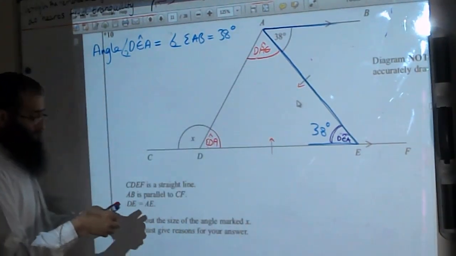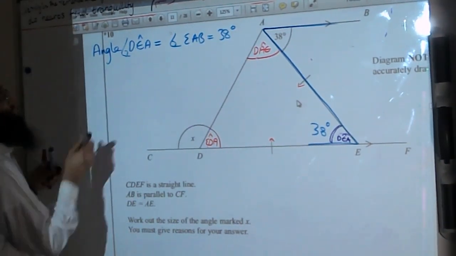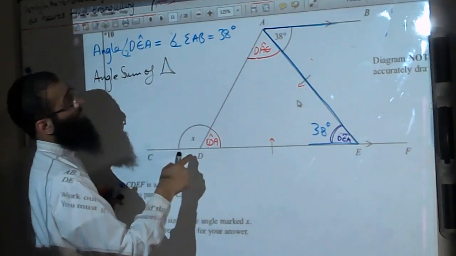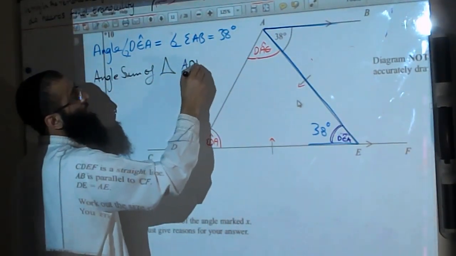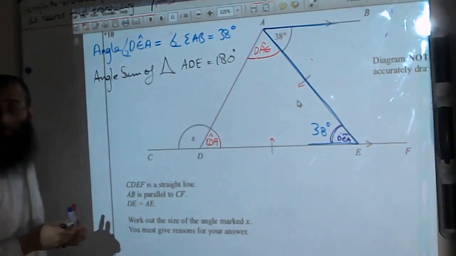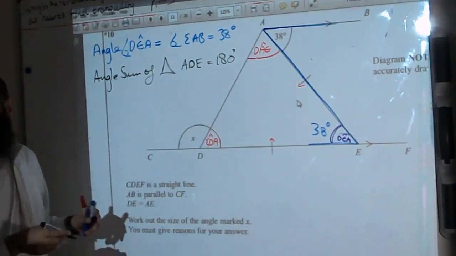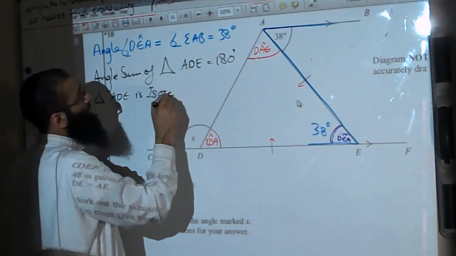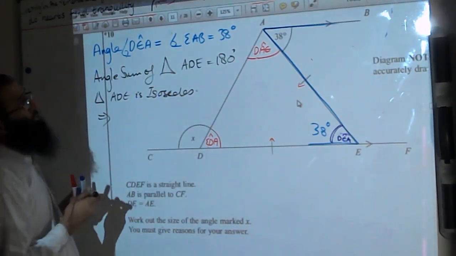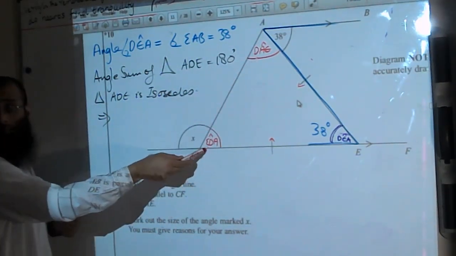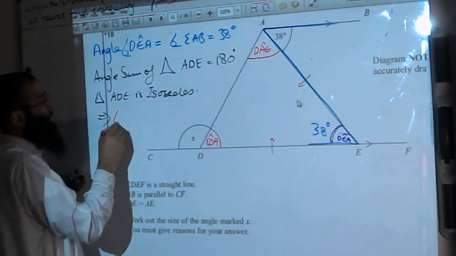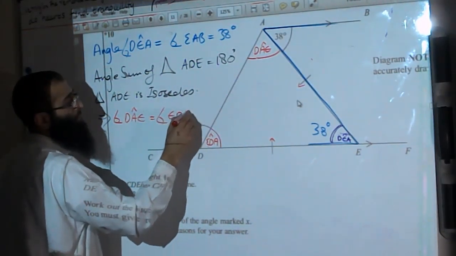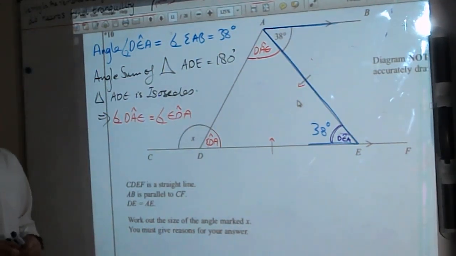Now what can we say about this triangle here? We can say the angle sum of triangle ADE is equal to 180. And we can also say triangle ADE is isosceles. Therefore, angle DAE is equal to angle EDA. Are you happy with that?